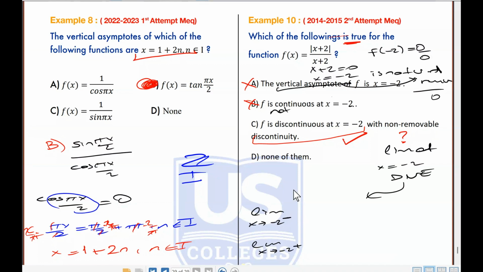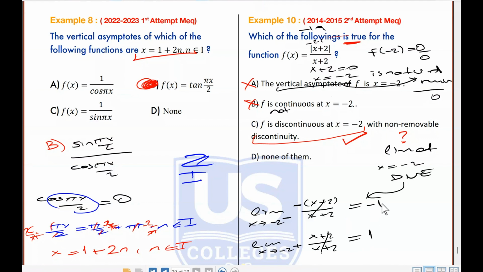From the left, when you give a number less than negative 2, like negative 2.1, the inside will be negative. If the inside is negative, you take out the opposite expression, negative x plus 2 over the denominator, which stays the same. Result is negative 1. For the positive side, when you pick a number greater than negative 2, like negative 1.9, negative 1.9 plus 2 is 0.1, which is positive. So you take out the same expression. The denominator will not change. Result is 1.